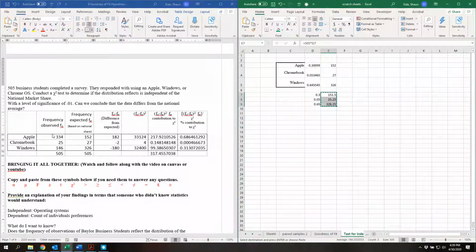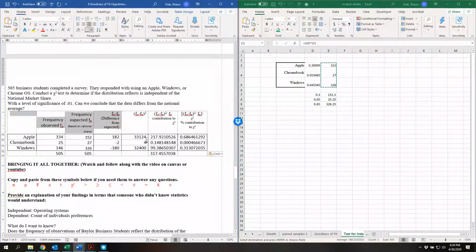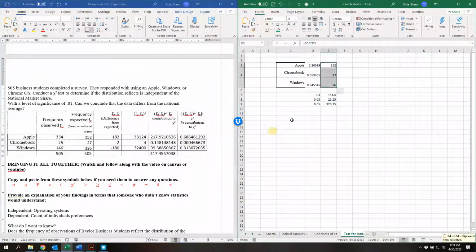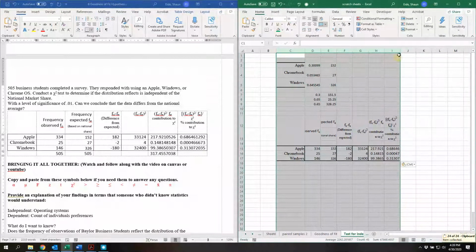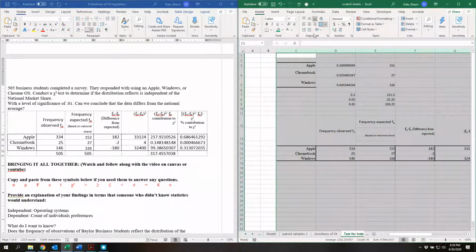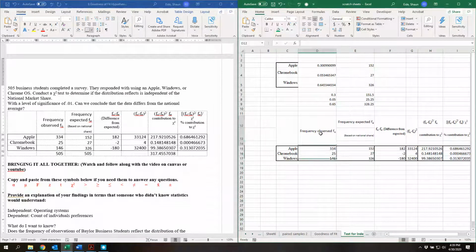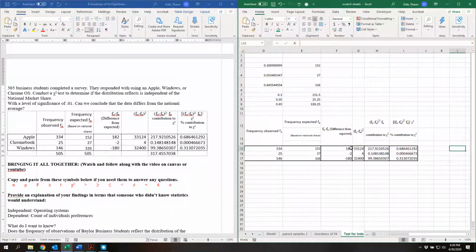So, frequency observed. So now we're going to take these expected frequencies right here, Control C, and we are going to put them in right there. And let's just go ahead and copy this entire chart, and let's spread it out a little bit. So we've got the observed and we've got the expected frequency, and now let's work out the rest of this.